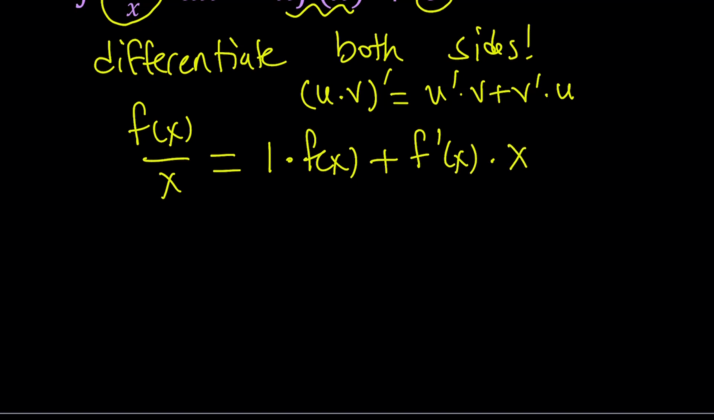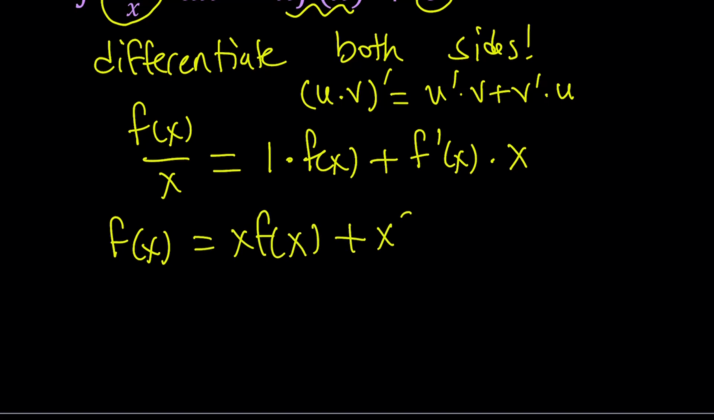I just put it there for fun. C could be 0. Anything constant. And when you differentiate a constant, you're going to get 0 because the constant never changes, right? Okay. Now, let's simplify this a little bit by multiplying both sides by x. Obviously, x should not equal 0. So that's going to give us x f of x plus x squared times f prime of x.